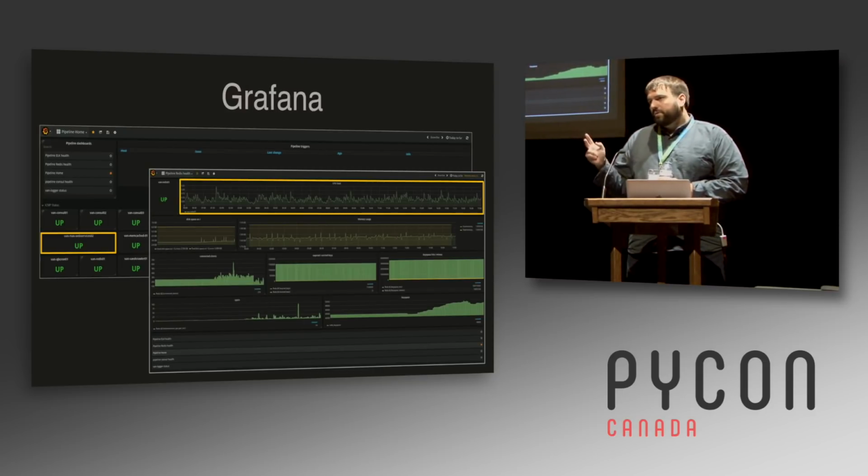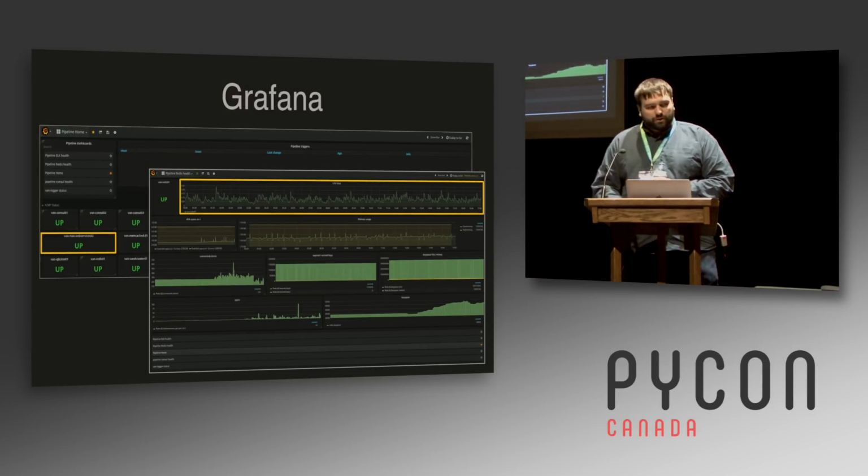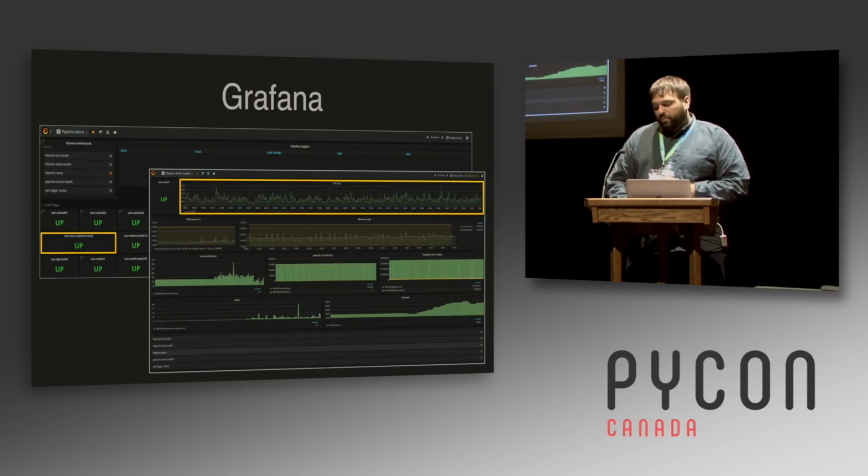So we have two kinds of views. One is very generic, like is the VM up or not? And the other one would be a more specific one, like in this case for Redis.